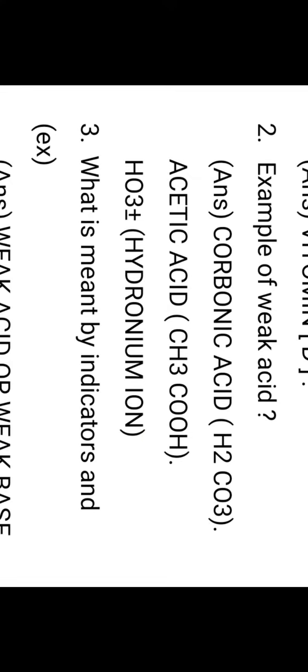Next, question number 2: examples of weak acids. Carbonic acid, H2CO3, acetic acid, CH3COOH, hydronium ion. Generally acids are of two types: strong acids and weak acids. The strong acids are hydrochloric acid, HCl, sulfuric acid, H2SO4, and nitric acid, HNO3. These are examples of strong acids.